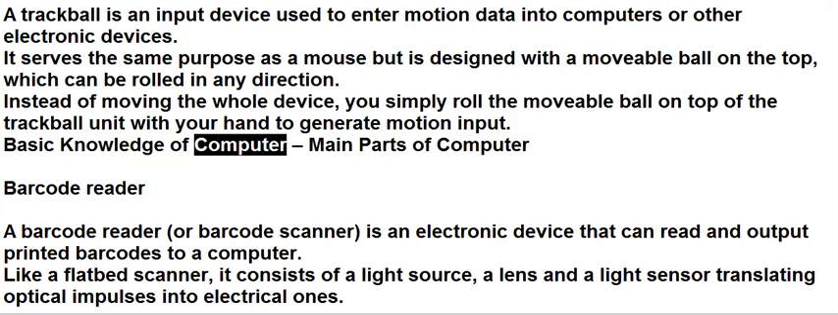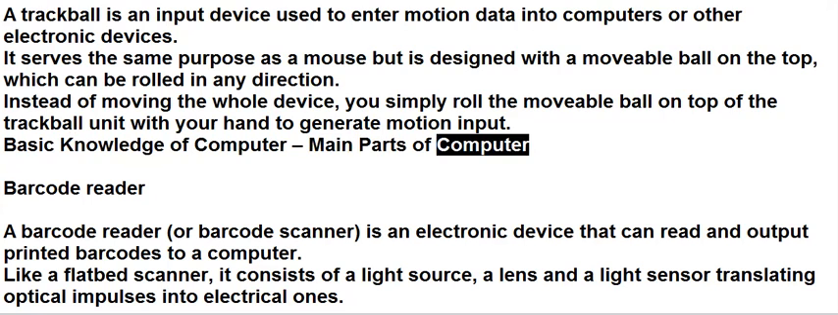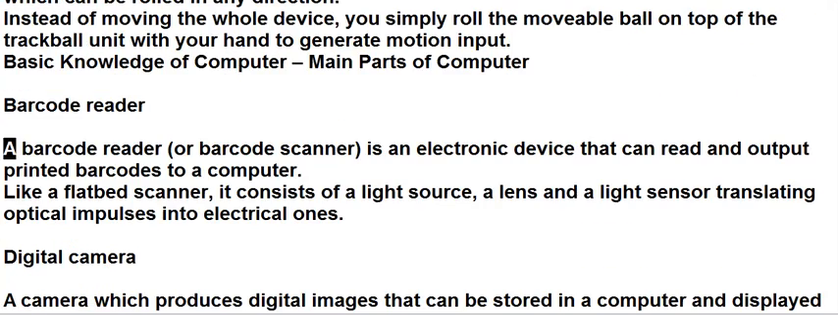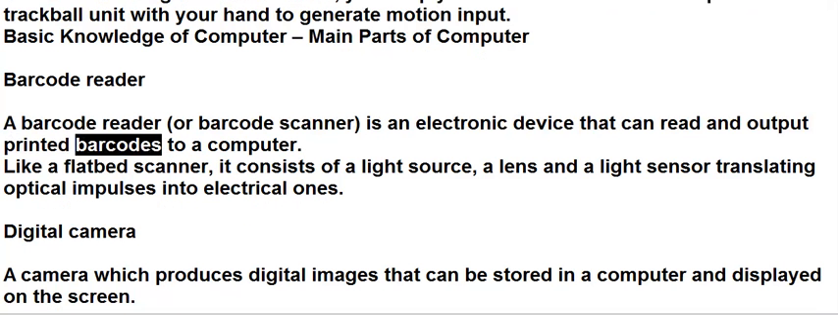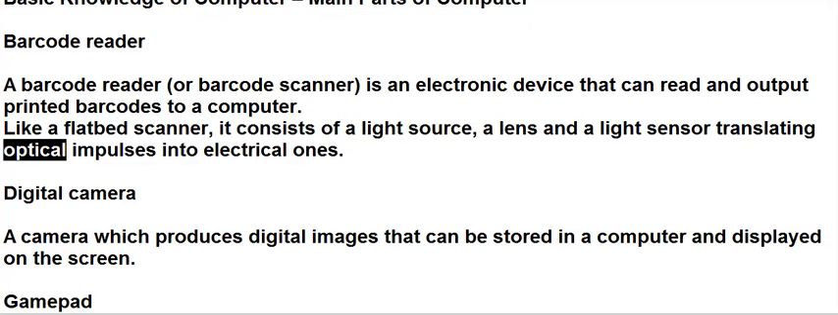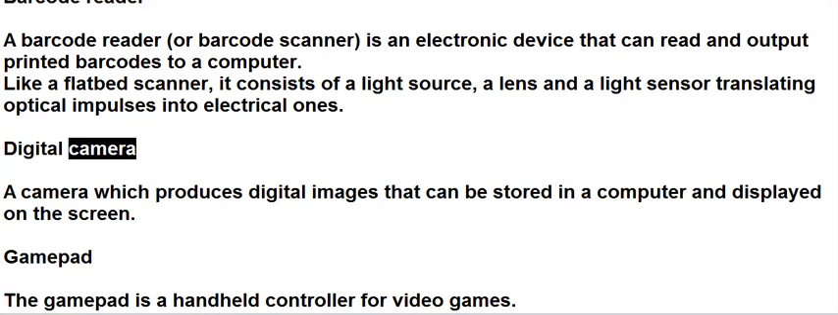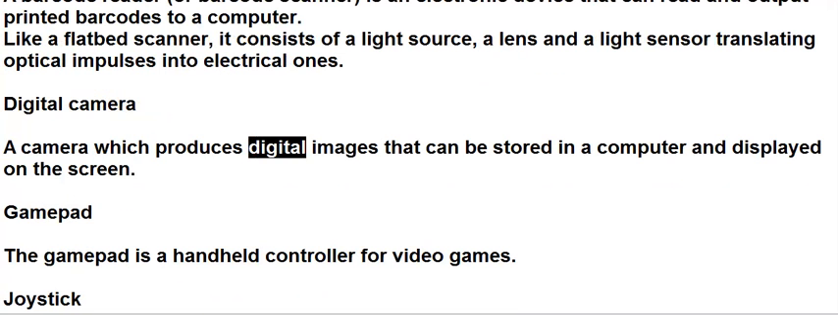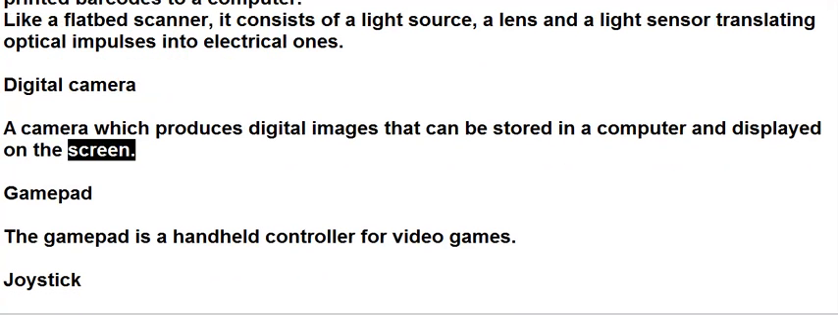Basic knowledge of computer, main parts of computer. Barcode reader. A barcode reader, or barcode scanner, is an electronic device that can read and output printed barcodes to a computer. Like a flatbed scanner, it consists of a light source, a lens and a light sensor translating optical impulses into electrical ones. Digital camera. A camera which produces digital images that can be stored in a computer and displayed on the screen. Gamepad.